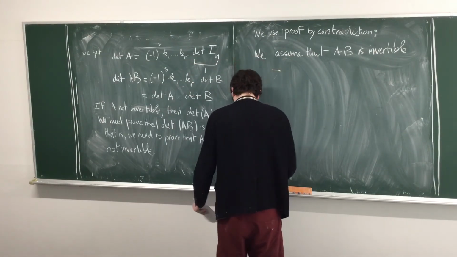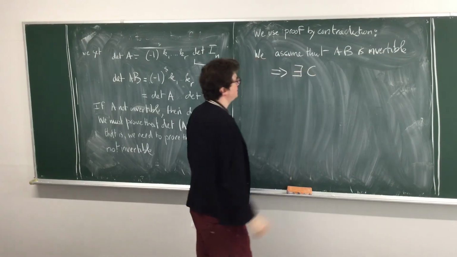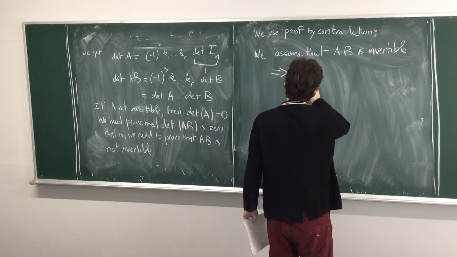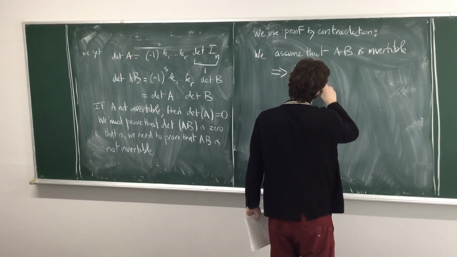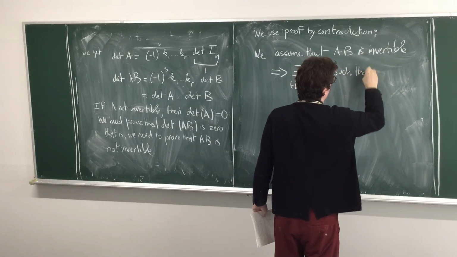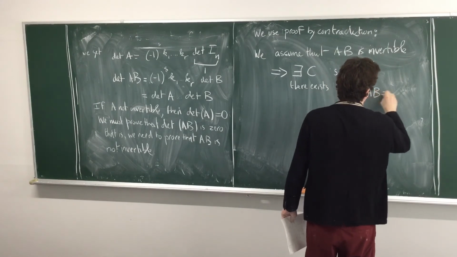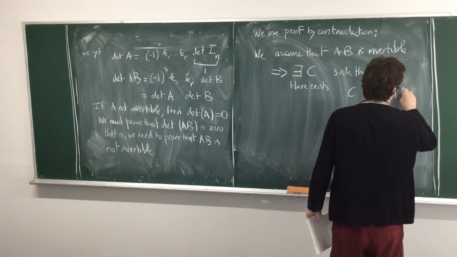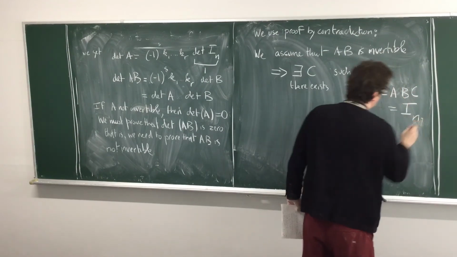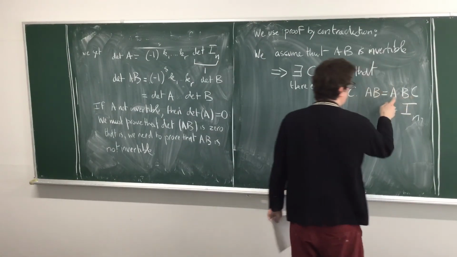It means that there exists another matrix C. There exists, so this symbol means there exists. And this matrix C will be such that C times AB will be equal to ABC will be equal to the identity matrix. Right? But then look at that here.